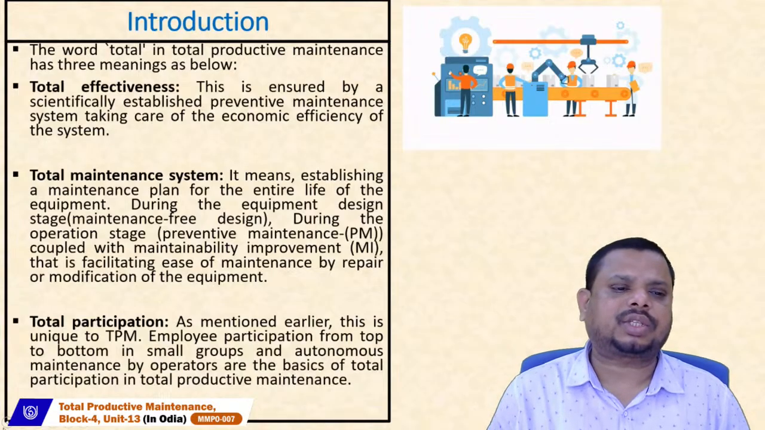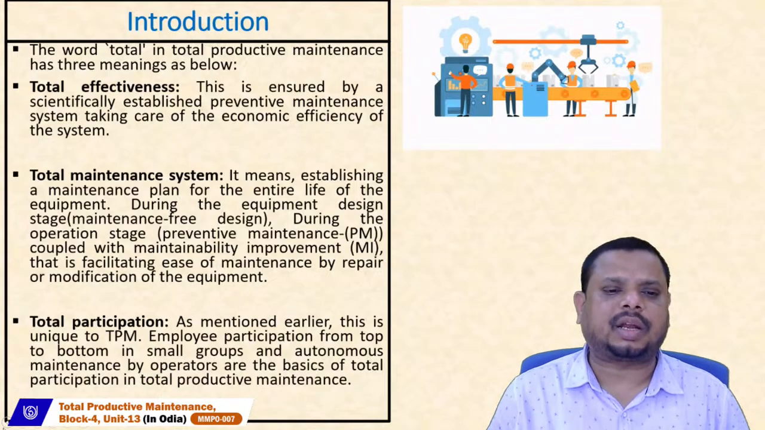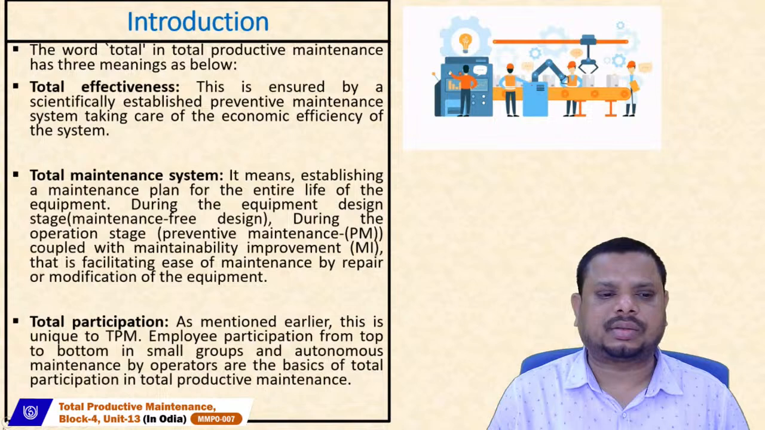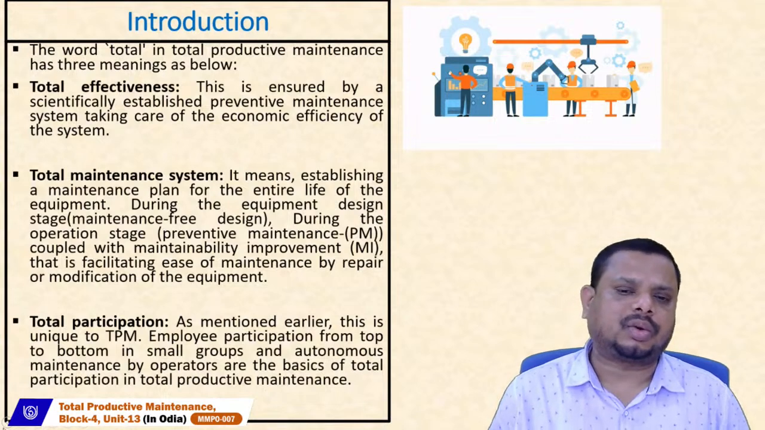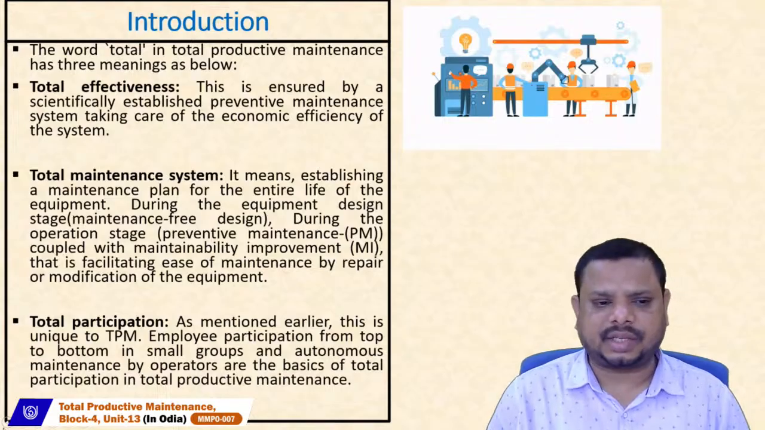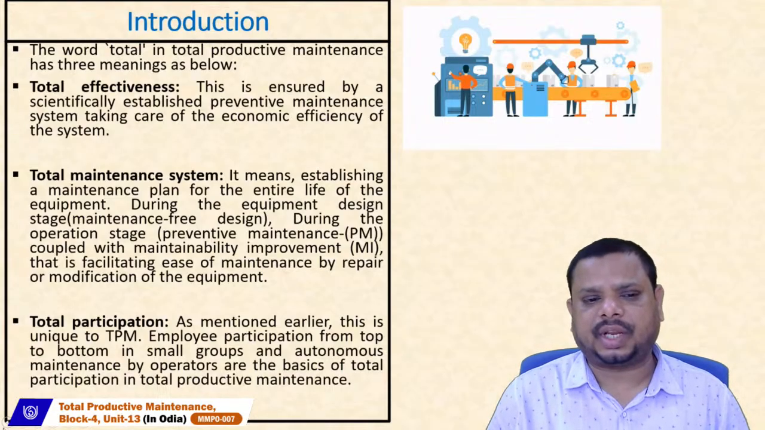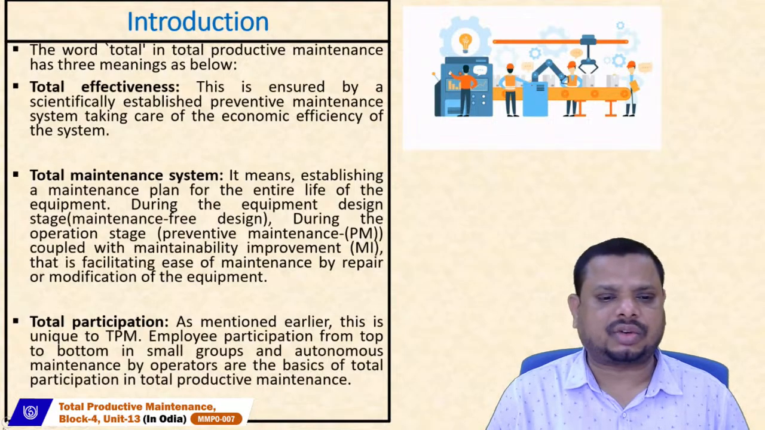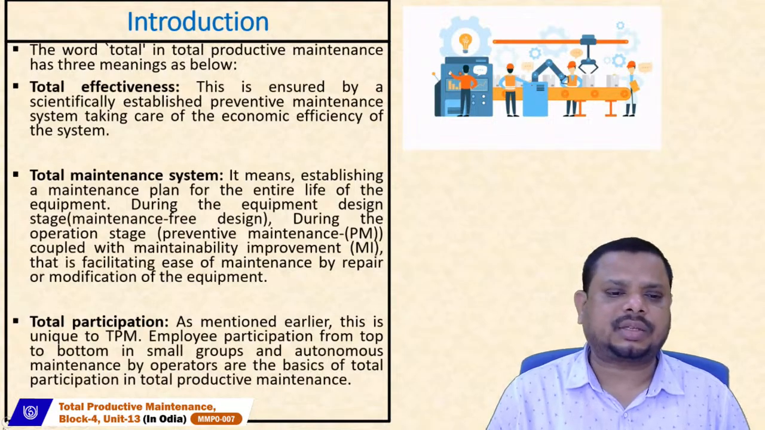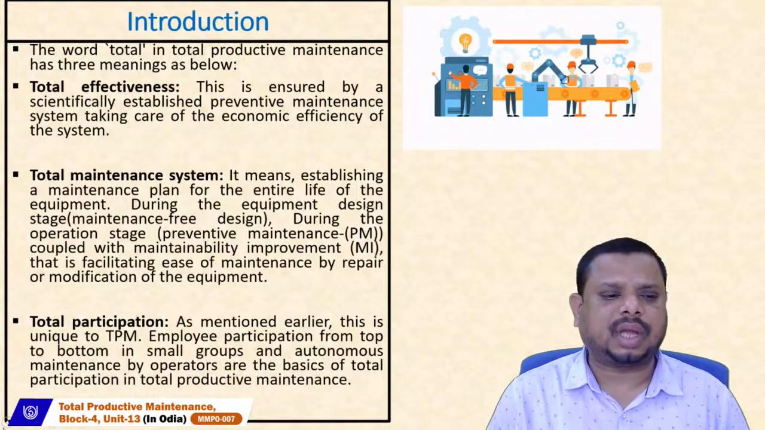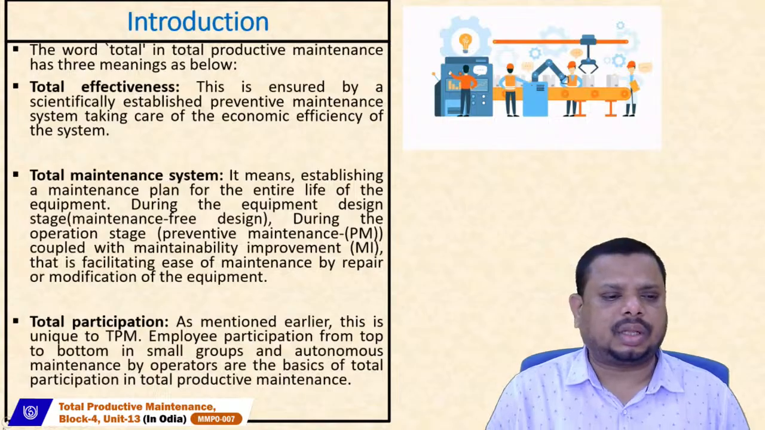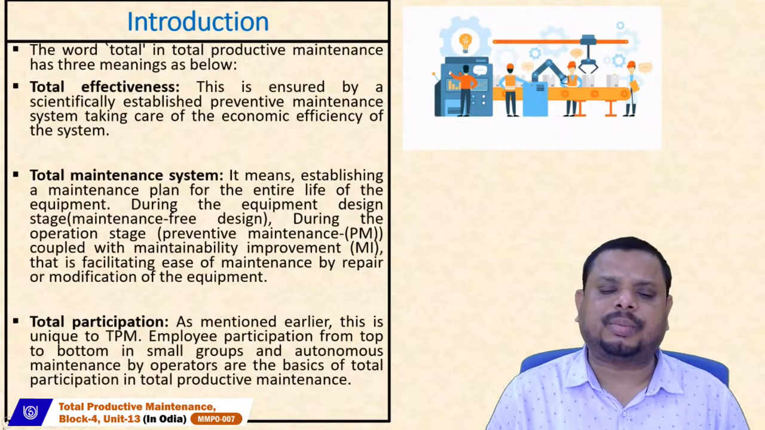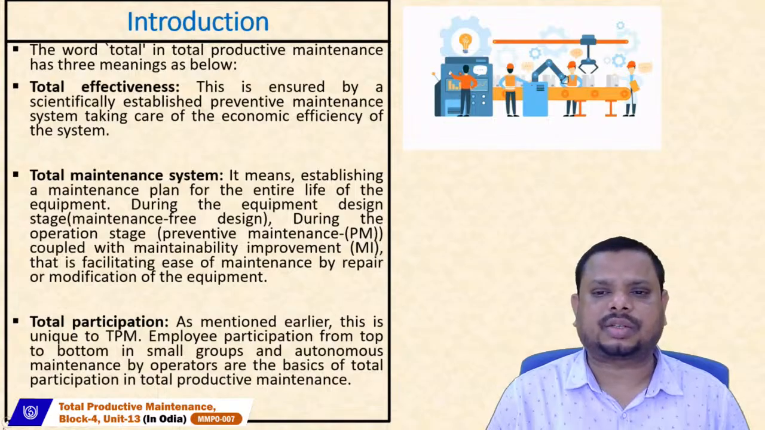The next one is known as the total maintenance system. That means it establishes a maintenance plan for the entire life of the equipment. Whenever you focus upon equipment, the first important part is the equipment design stage. The design should be a maintenance-free design. During the operation stage, you have to provide preventive maintenance, coupled with maintenance improvement, that facilitates ease of maintenance by repair or any kind of modification of the equipment.